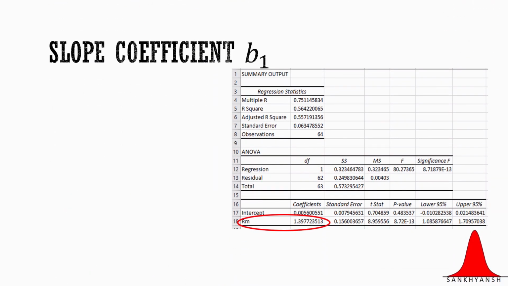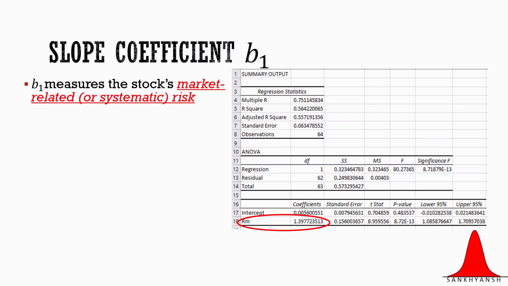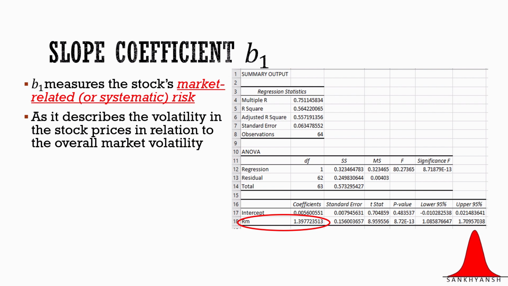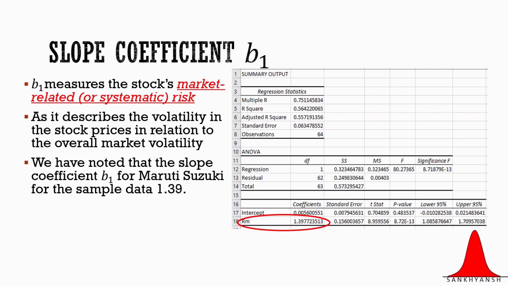So let us discuss about them one by one. First about slope coefficient B1. So what is B1? We call B1 as market related or systematic risk. Why we call it market related or systematic risk? Because it describes the volatility in the stock prices in relation to the overall market volatility. So in this case, just note that slope coefficient of B1 for Maruti Suzuki for the sample data is 1.39, or in other words, we call it beta of Maruti Suzuki is 1.39.